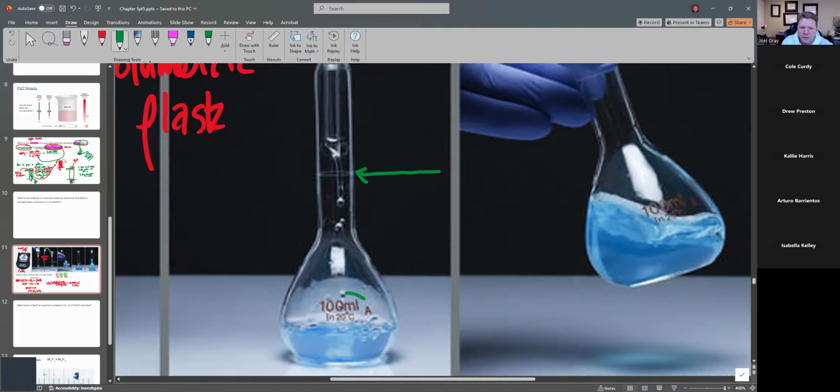Now, that etched line right there denotes something. This piece of glassware has a marking on it that says 100 milliliters. 100 milliliters is the same as 0.1 liters. If you added a solution up to this etched line, that would be exactly 100.00 milliliters.